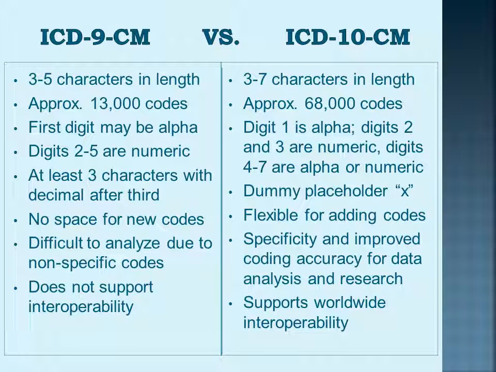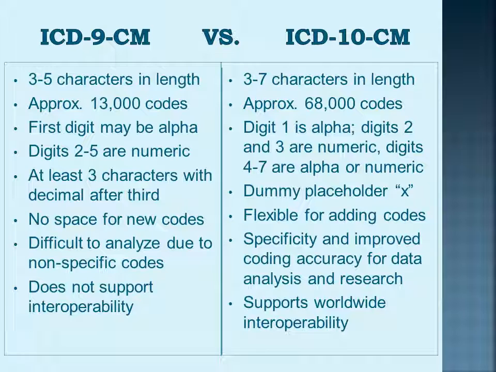So let's take a look at some very specific differences, compare and contrast ICD-9 with ICD-10. As you can see, the number of characters is increased from 3 to 5 in ICD-9 to 3 to 7 in ICD-10. The amount of codes is very much increased, up to 68,000 codes in ICD-10. Again, it's going to be much more difficult to memorize codes, which we used to do with the ICD-9.